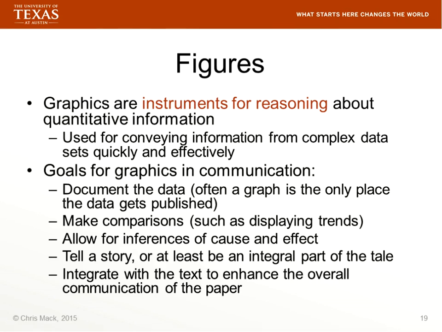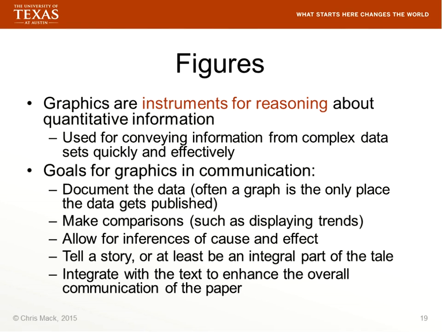Figures. Figures are a very important part of most papers. A typical paper has between 5 and 15 figures. Why? Because figures are great for quickly transmitting information about large volumes of data. Graphics are instruments for reasoning about quantitative information. They allow you to quickly make comparisons, for example, between data and theory, or between one set of data and a second set of data. They allow you to display trends and make inferences for cause and effect.